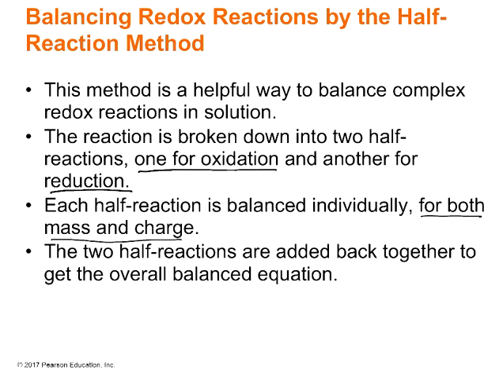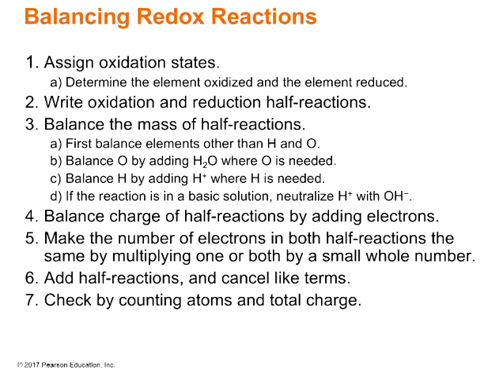Then we're going to add the 2 half reactions back together. However, we do want to make sure that we're canceling out the same number of electrons from both half reactions. So let's look at some steps that we can take for these types of balancing problems. So in the first step, as we just saw, we would assign oxidation states.